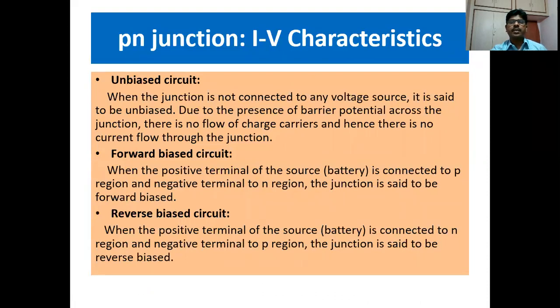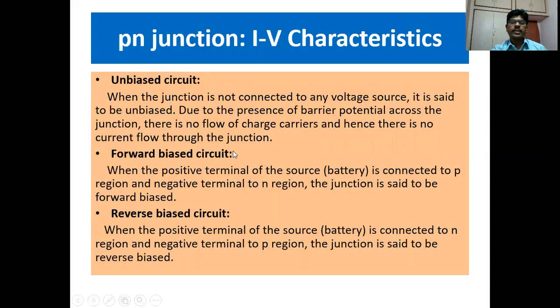First, we shall see what is an unbiased circuit, a forward bias circuit, and a reverse bias circuit. What is an unbiased circuit? When the junction is not connected to any voltage source, it is said to be unbiased. Due to the presence of barrier potential across the junction, there is no flow of charge carriers and hence there is no current flow through the junction.